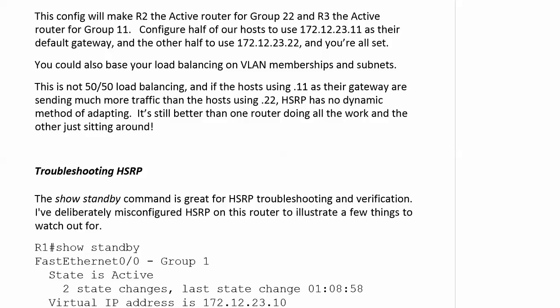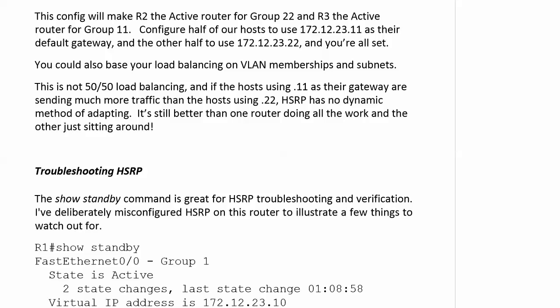But the key is you are bringing that second router into the picture. You're letting it handle some of the load. Now, this isn't 50-50 load balancing by any means, and if the hosts using .11 as their gateway are sending 80% of your traffic and the hosts using .22 as their default gateway are sending the other 20%, well then, one router is working 4 times as hard as the other. But it's still better than having one router doing all the work and the other one just standing by.